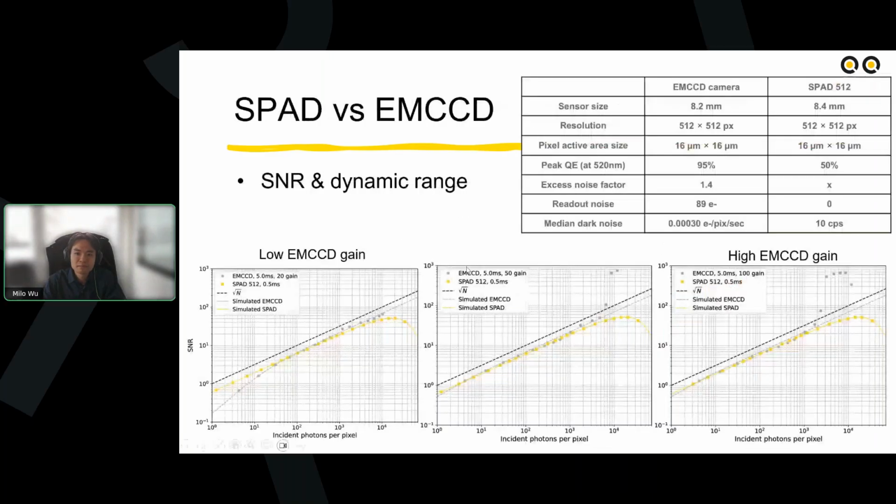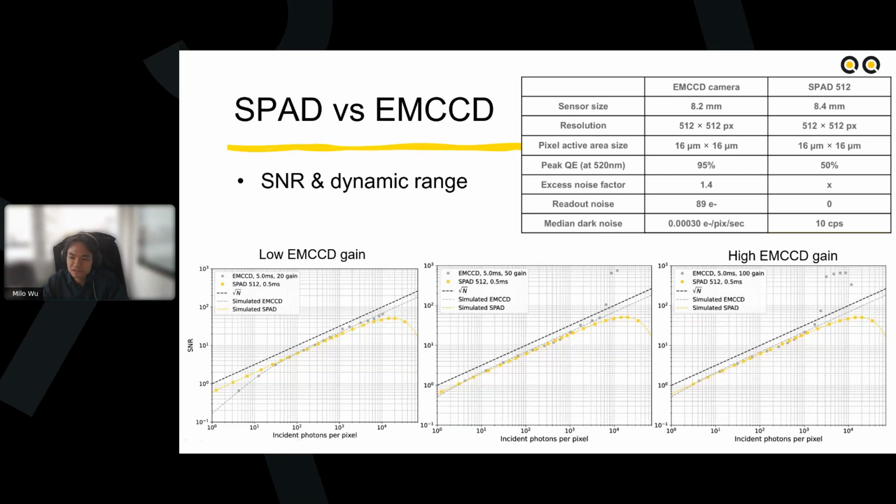So if we compare the SPAD performance with EMCCD in terms of signal-to-noise ratio, when the EMCCD is working in a low gain mode, you will see that the SPAD signal-to-noise ratio is better than the EMCCD in a low light regime. So this is typically below 200, 300 photons per integration. You will see the advantage of SPAD in terms of signal-to-noise ratio. When there are more photons, the EMCCD will be better due to its higher efficiency.